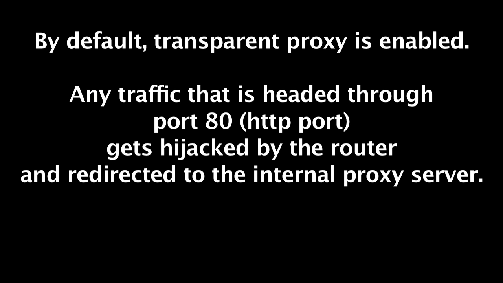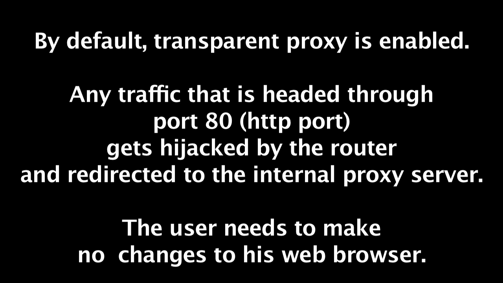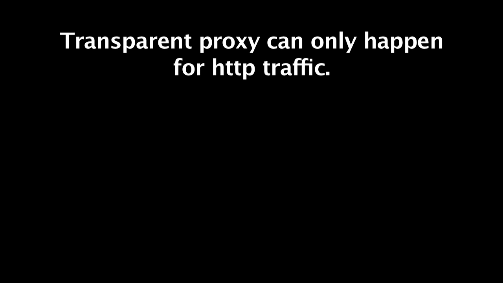Now, by default, the box has something called transparent proxy enabled. And transparent proxy means that any traffic that is headed through port 80, which is the HTTP port, gets hijacked by the router and redirected to the internal proxy server. So the user needs to make no changes to his web browser at all. He's just going to go to google.com, or he's going to go to bbc.com, or some website. As his request goes through, the router is going to intercept that request. It's going to hijack it, and it's going to redirect it to the internal proxy server. That's called transparent proxy.